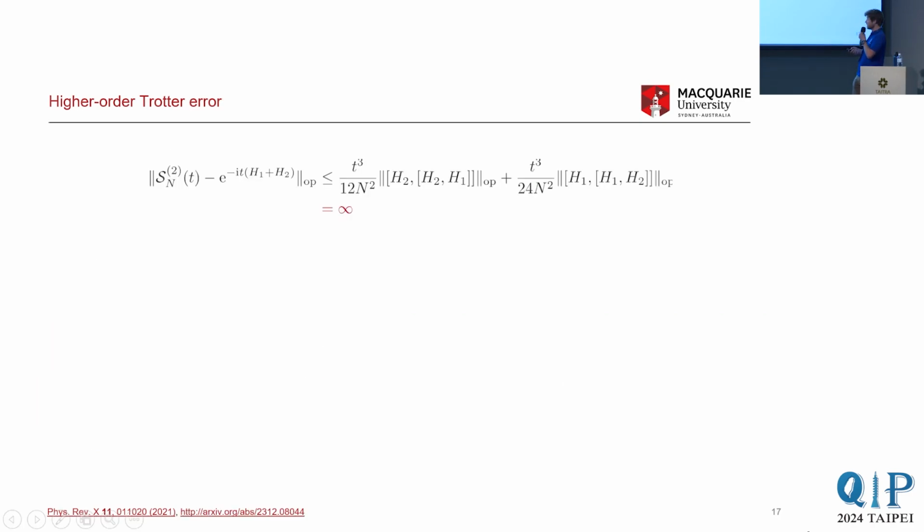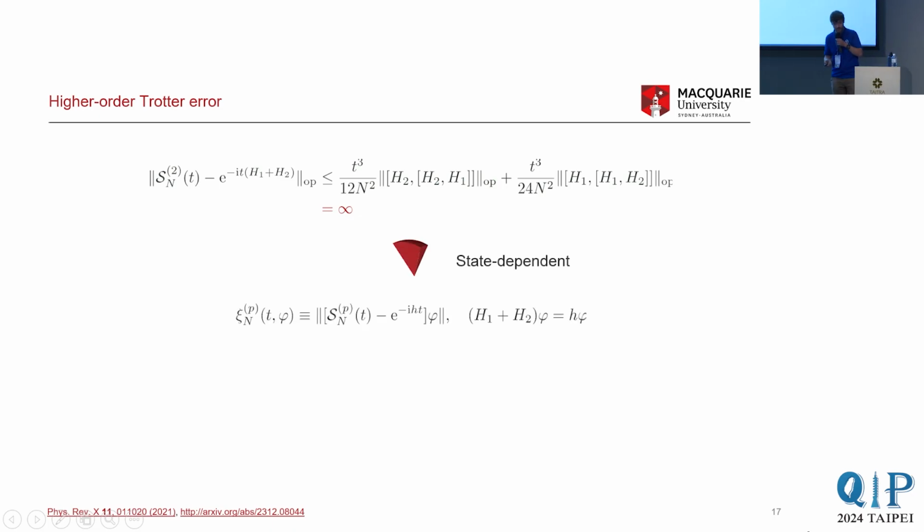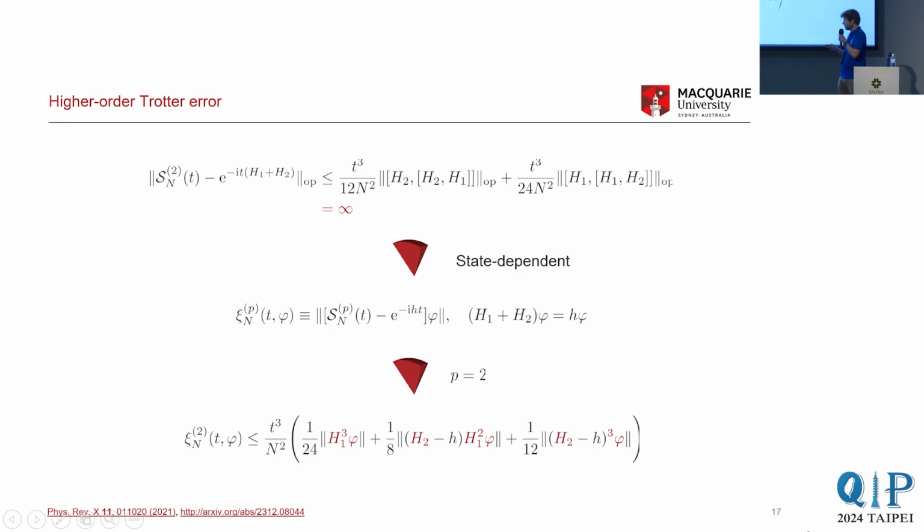First of all, what I want to say is the current bounds that exist in the literature for these higher order Trotter formulas also diverge if we look at the infinite dimensional case, because they again look at the operator norm. So we again have to go to a state-dependent analysis and look at the state-dependent Trotter error. And for example, in the case of second order Trotter, the bound that we provide in our paper looks like this. We also provide bounds for arbitrary higher order product formulas.